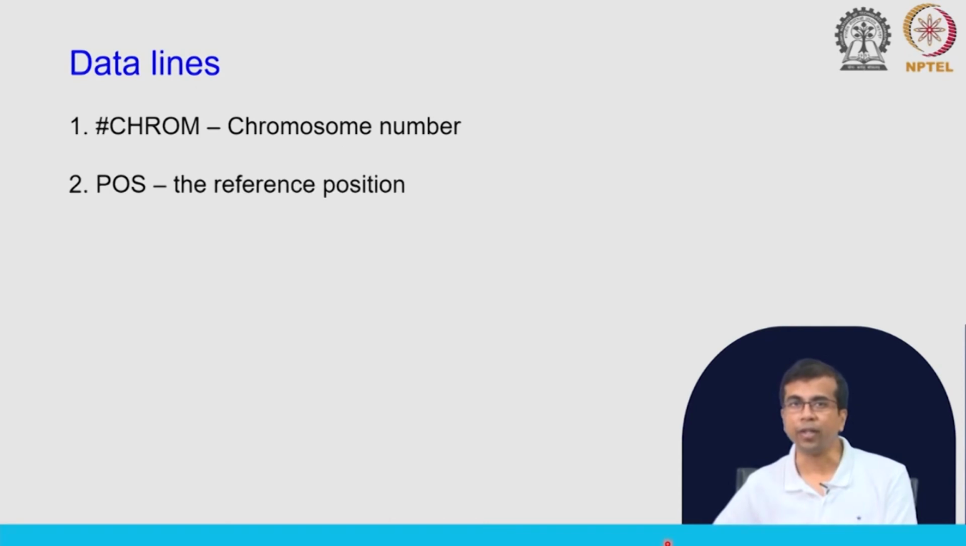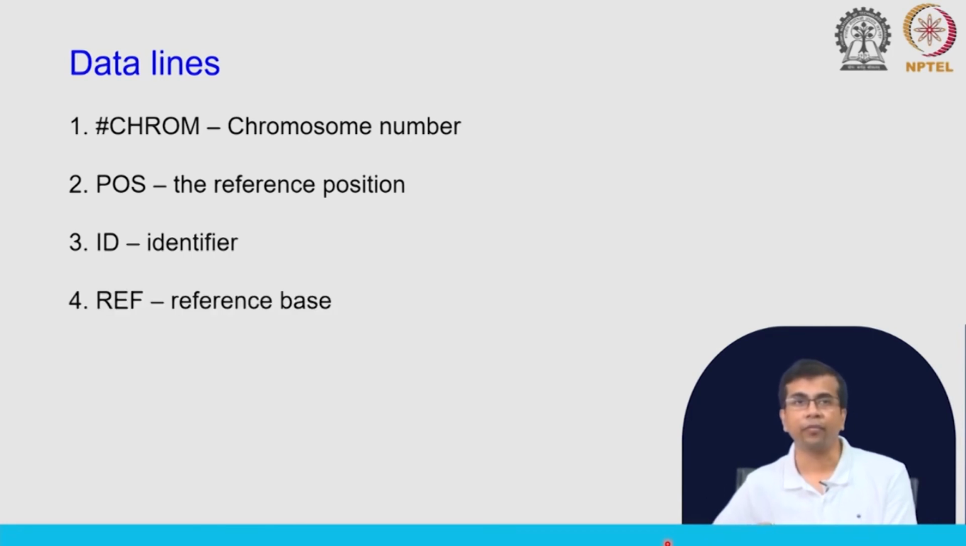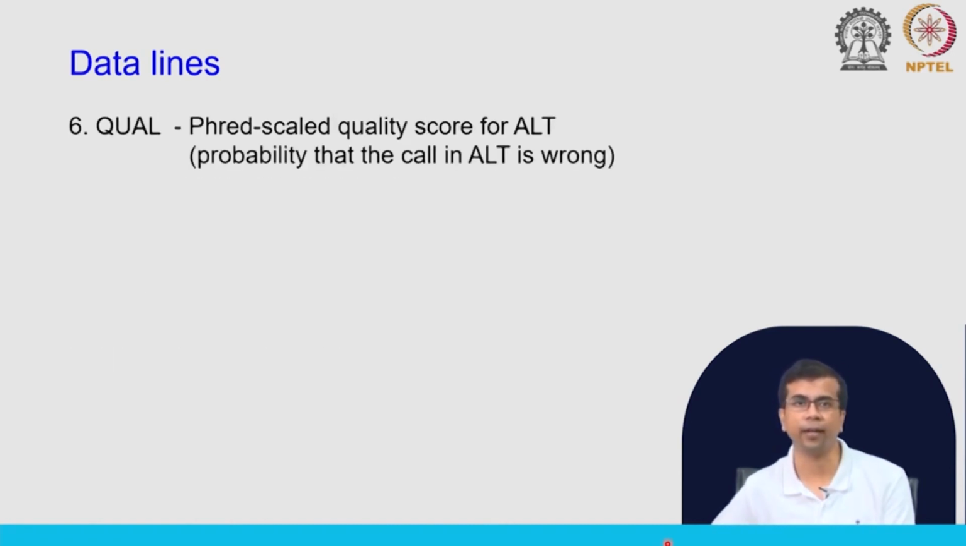The second is the position, which is the reference position where the variant is present. Then the third one is the ID or an identifier. This comes from looking at some databases and identifying whether this variant is present in another database and has been given an ID, and this ID is then linked here. Fourth, you have the reference base, the base that is present in the reference sequence. The fifth field is the ALT or alternate field that contains the alternate bases. This is actually the variant that we see in our data.